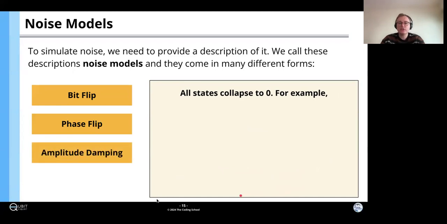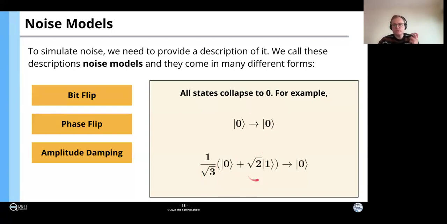There's other kinds of errors too, where you're not just flipping things necessarily, and a very classic example is amplitude damping, where all states collapse to 0. Every state just goes to 0. For example, if you start with the 0 state, you're fine because that just stays 0. But if you have some complicated superposition that's really important, a very specific one, doesn't matter, amplitude damping comes in and says, gone, I'm getting rid of all the other amplitudes, I'm damping them, that's the idea, and you just end up with 0.